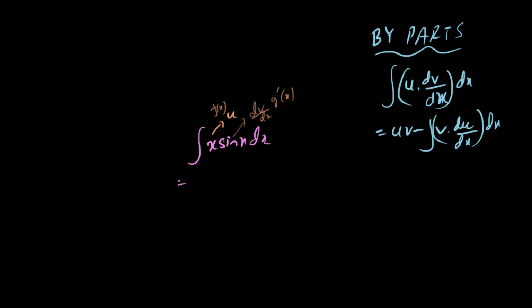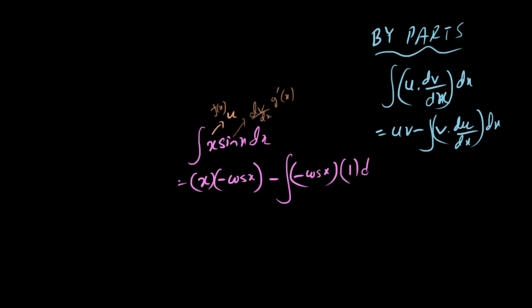So what we have over here is uv. So u is x, so v has to be the integration of sine x, because this is the derivative. So integration of sine x is minus cos x, minus integration of v, which is again the integration of sine x, which is minus cos x, and the most important part, getting rid of the x. Differentiation of x is going to be 1, so du by dx is 1.